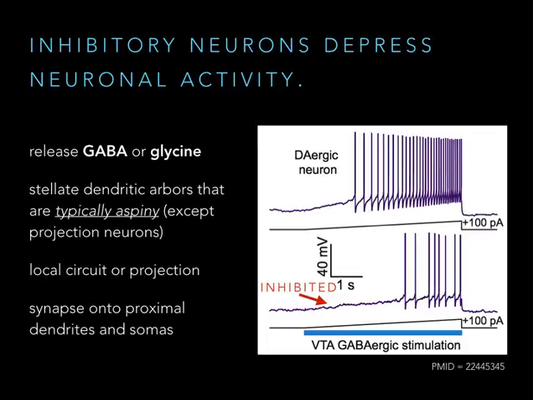Below that, it's the same neuron, but what they've done is activate local GABAergic neurons, so that neurons nearby that are forming synapses with this dopaminergic neuron are releasing GABA, and that GABA is inhibiting the firing of action potentials here. Inhibitory neurons tend to be local circuit, although you find a bunch of projection neurons as well. Typically, there's no dendritic spines, and you tend to find that kind of uniform star-like or stellate dendritic arbor.